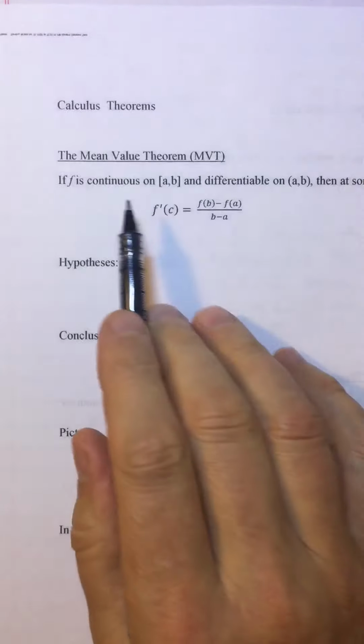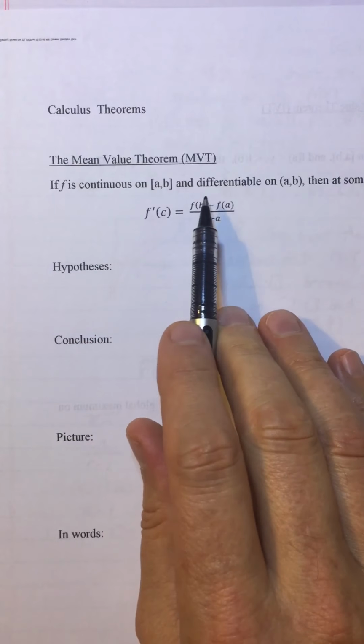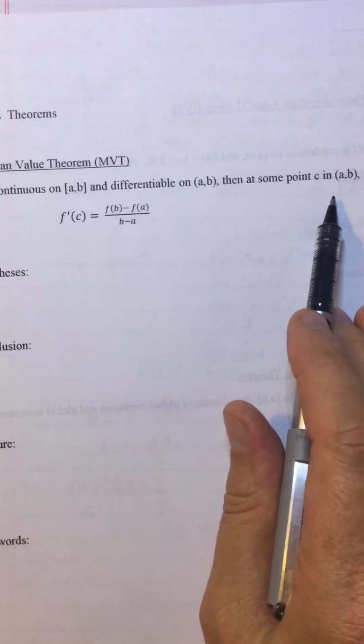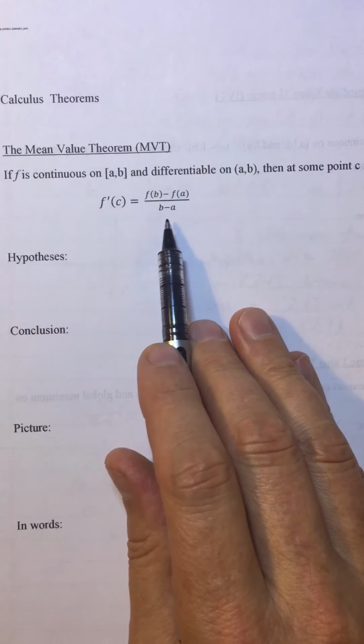So first of all, we've been talking about the mean value theorem. All right, if f is continuous on the closed interval AB and differentiable on the open interval AB, then at some point C in the open interval AB, f prime of C equals f of B minus f of A over B minus A.